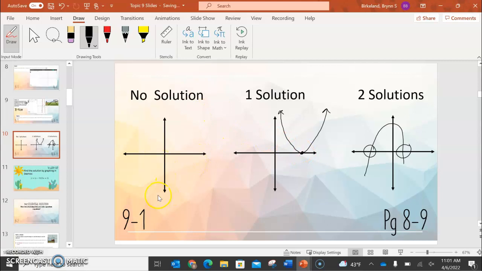But consider a graph that would never touch the x-axis. It might look something like this. There are parabolas or quadratics that have no solutions, and we'll spend the rest of this topic looking for ways that we can find those x-intercepts besides just the graph or the table.